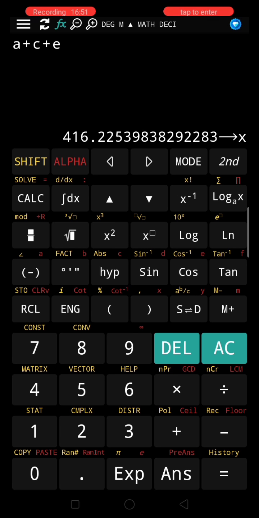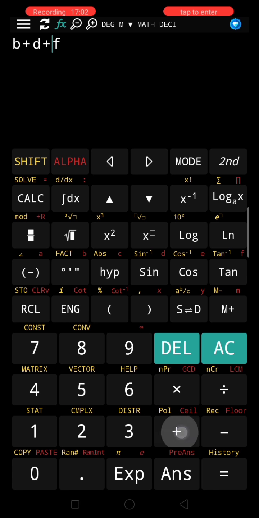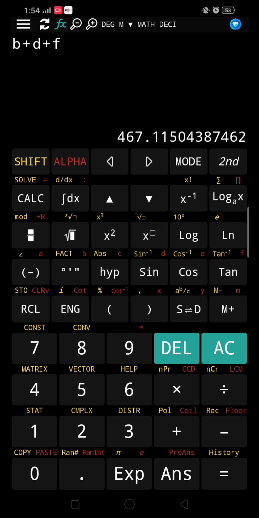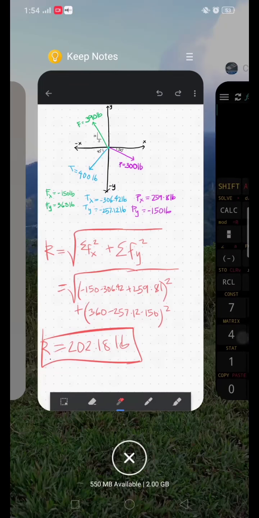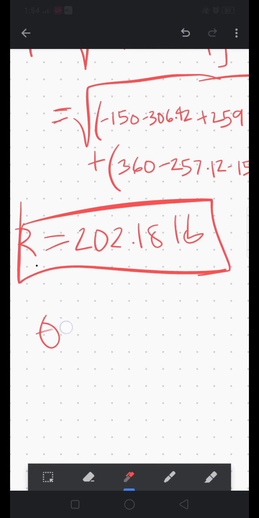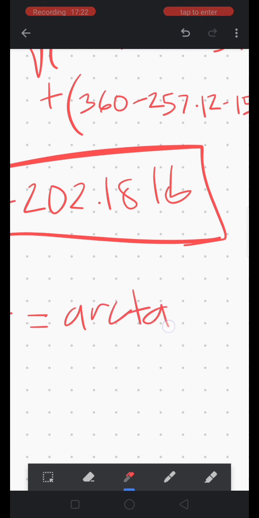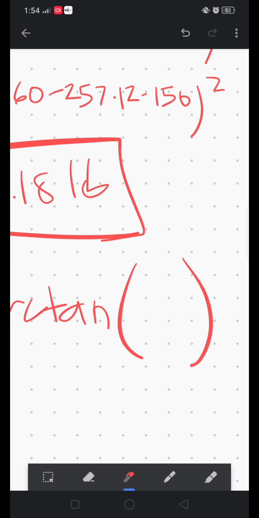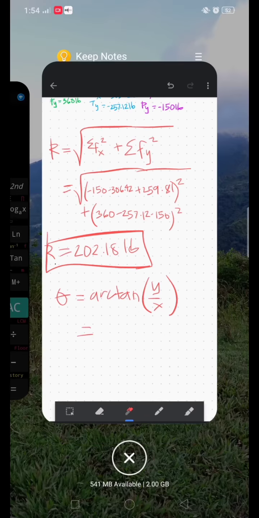That's now my summation of Fx. Then for my y, plus D plus F, so 467.12 for the summation of y. And to get the angle that corresponds to the direction of this, I just basically have to do the arc tangent of the summation of y over the summation of x.